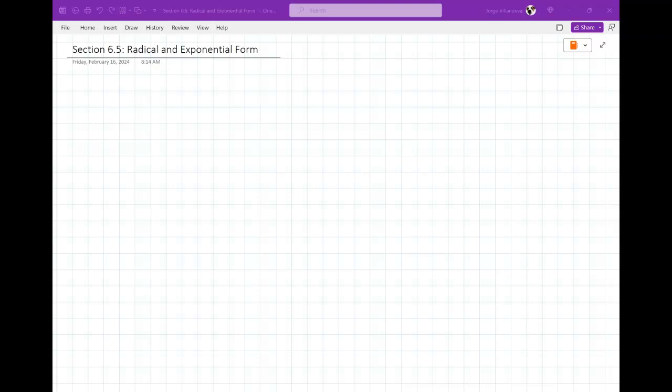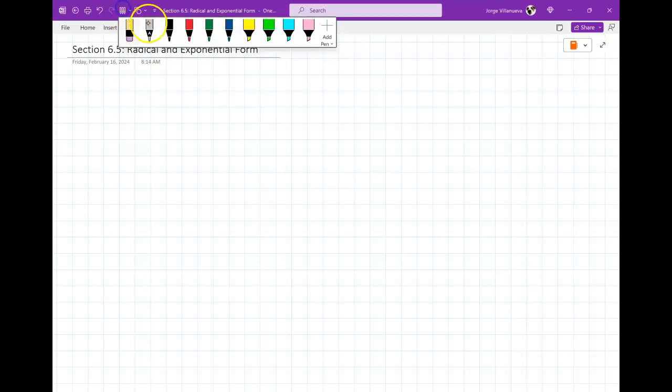All right, so section 6.5 is called radical and exponential form. There are two ways that you're going to do this. You're going to be able to rewrite a radical into exponents, and then you're going to be able to write exponents into radicals. So you're going to learn how to do both directions. I guess you could call it a conversion. So let me show you the first definition here.